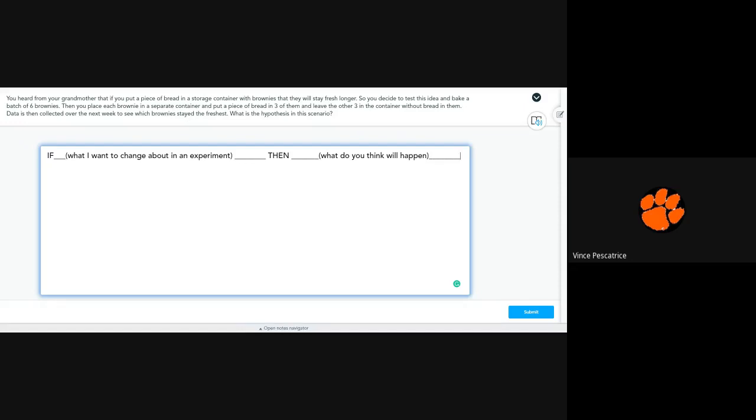So if, what I want to change about the experiment. What in this experiment are you changing? Then what do you think will happen? And submit. So if, what do you want to change? What are you testing? Then what do I think will happen?